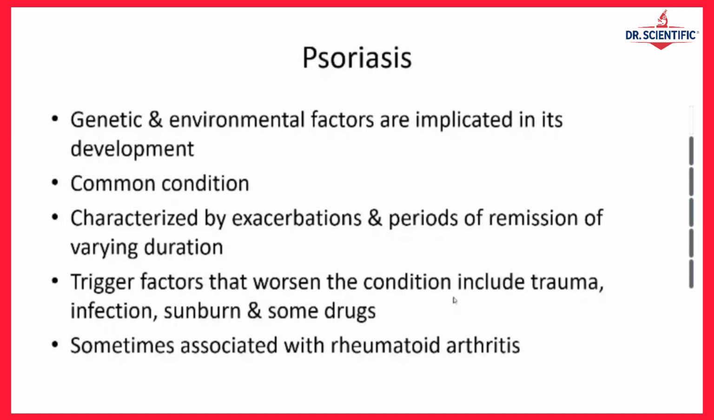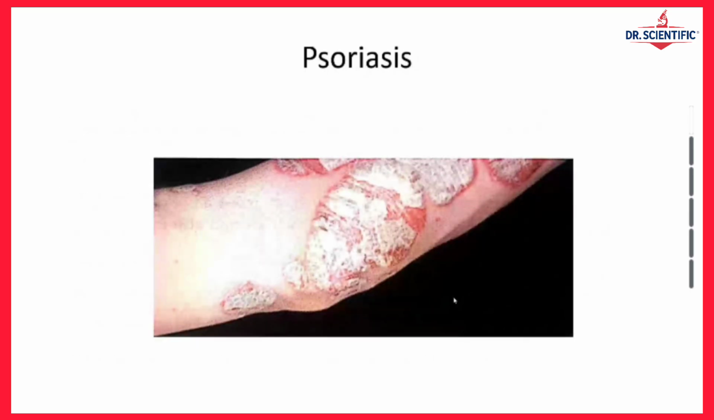Some of the trigger factors that worsen the condition include trauma, infection, exposure to sun, sunburns, and even some drugs can cause it to worsen or can trigger psoriasis to start. And sometimes it's associated with rheumatoid arthritis. We'll be looking more at it when we come to the skeletal system, the bones and so on. Remember, arthritis refers to inflammation of the joints.